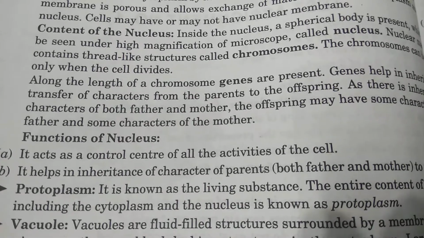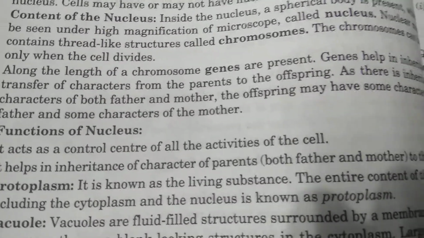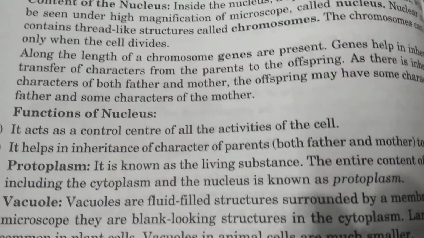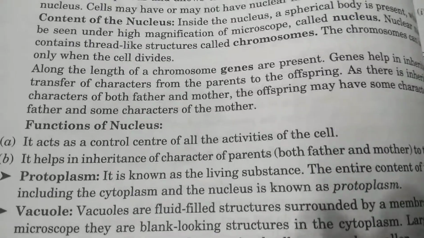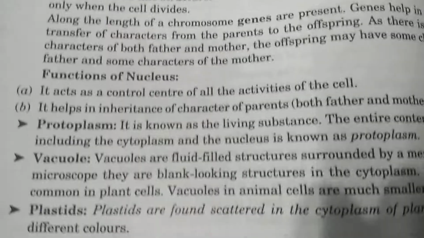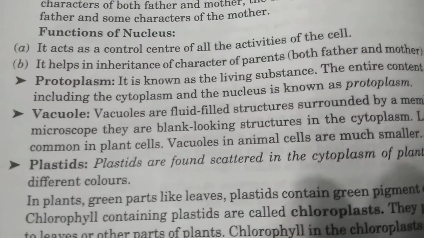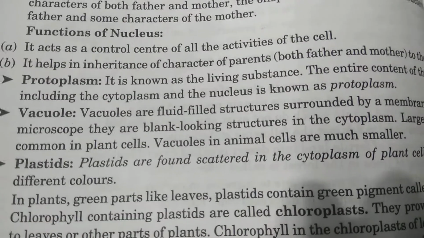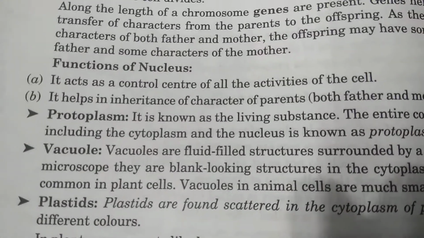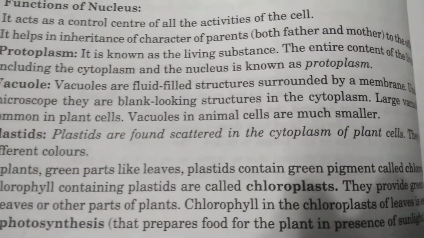As there is inheritance of characteristics of both father and mother, the offspring may have some characteristics of the father and other characteristics of the mother. So the child will either look like the father, or look like the mother, or a mixture of both. Functions of the nucleus. It acts as a control center of all activities of the cell. All the activities of the cell are controlled by the nucleus. It helps in inheritance of characters of parents.